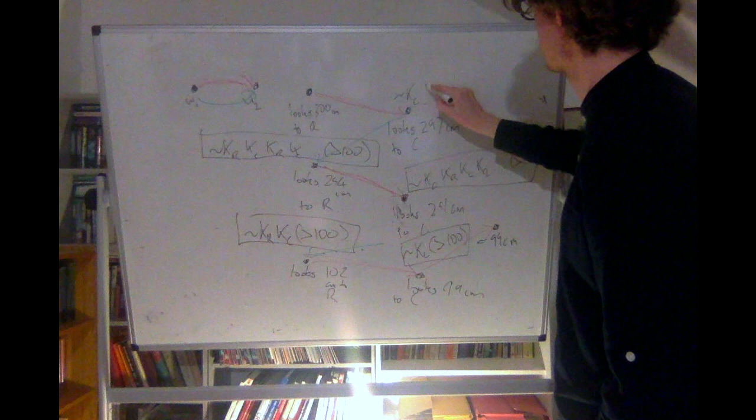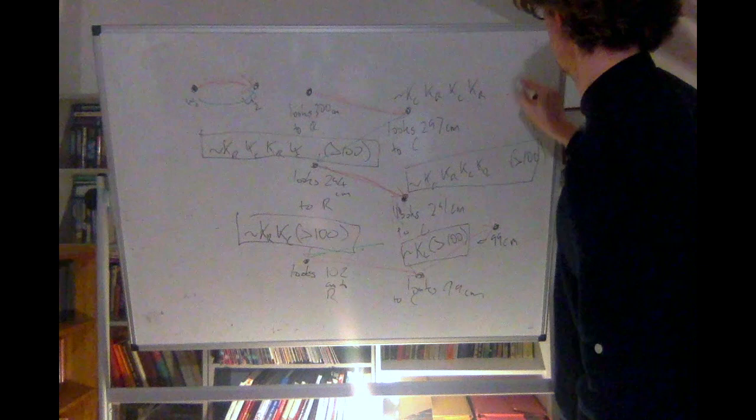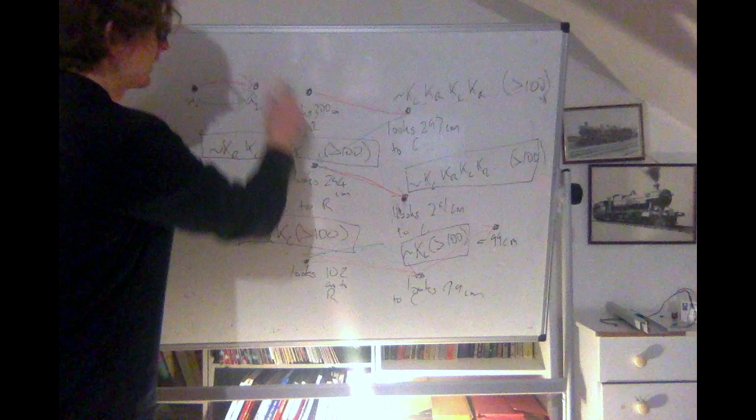Again, we're going to get another string like that over here. So it's not the case that Columba knows that Roman knows that Columba knows that Roman knows, and so on, that the mast is greater than 100 centimeters. And finally, we get back to the original world we started with. Let's box that off.